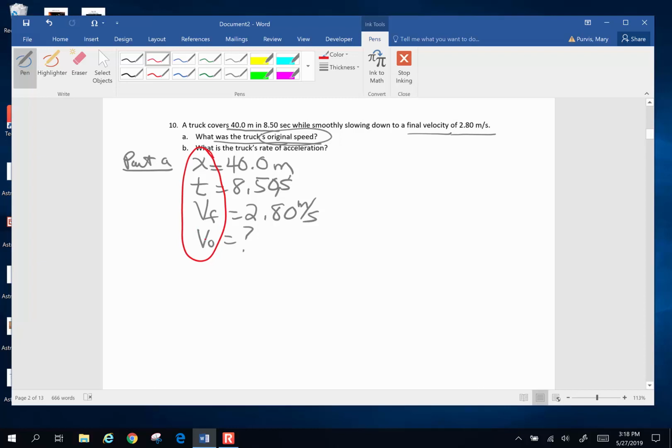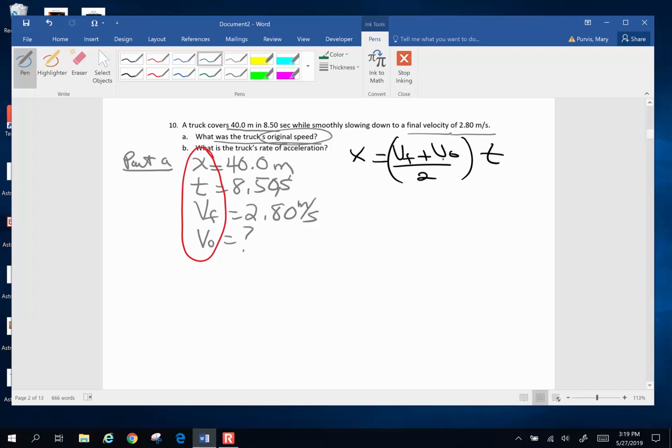Now you do this step so you can gather your variables. Look at these, look at your equation list, which equation has x, t, Vf, Vo? I personally would choose x equals (Vf plus Vo) divided by 2 times t. And I'm solving for Vo, so I'm going to have to do a little algebra.